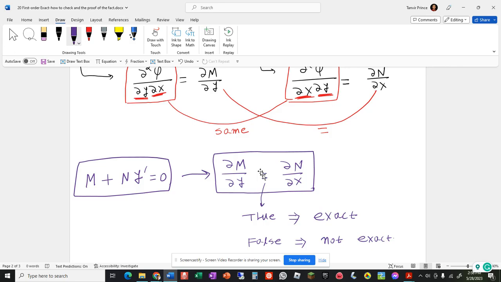And if it is true, then yes, you can find the phi, and you can go ahead and try to find the phi. How you are going to find the phi, we're going to look at in the next episode.